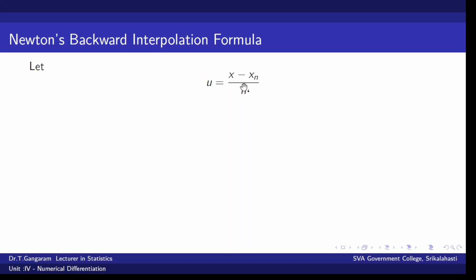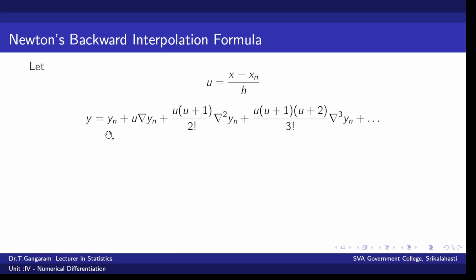Let u is equal to (x minus xn) by h. The Newton backward interpolation formula is given by y is equal to yn plus u into nabla yn plus u into (u plus 1) by 2 factorial nabla square yn, and so on. We need to differentiate the u terms, these coefficient terms.